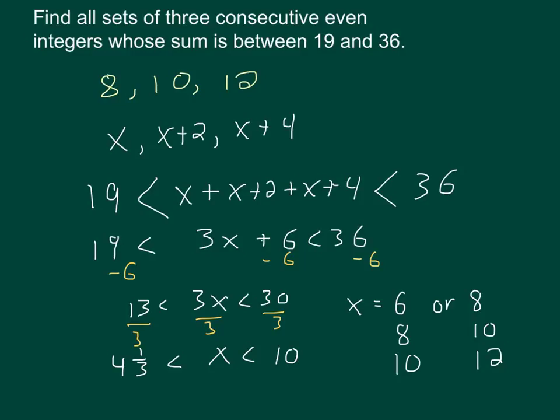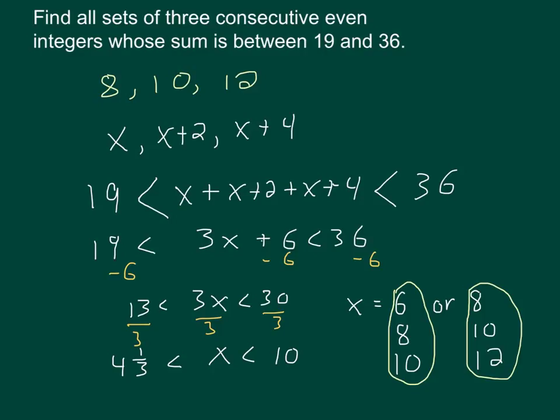Now I just want to check. Does this set of 3 consecutive even integers, which they are, 6, 8, 10, does that have a sum between 19 and 36? Well, 6 plus 8 is 14, plus 10 is 24. 24 works. And the next one, 8, 10, and 12, we actually already checked that. We got that was 30, so that one works.